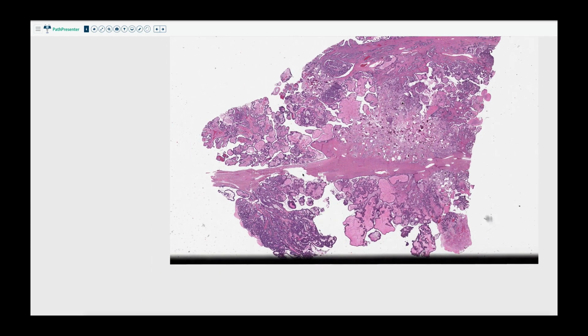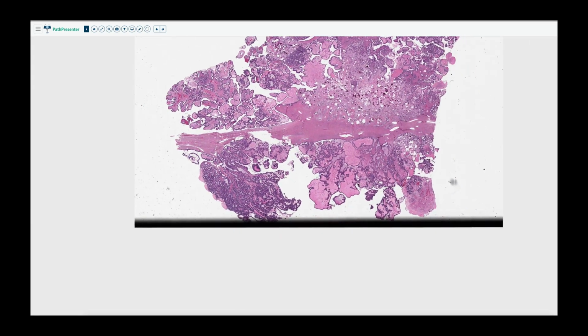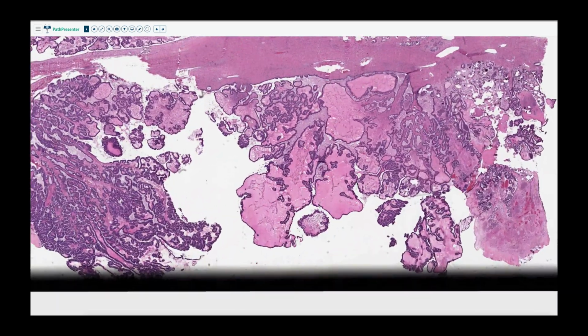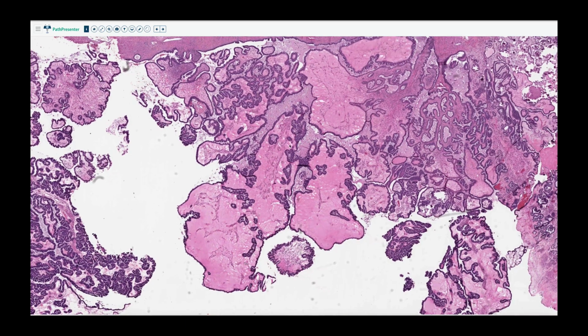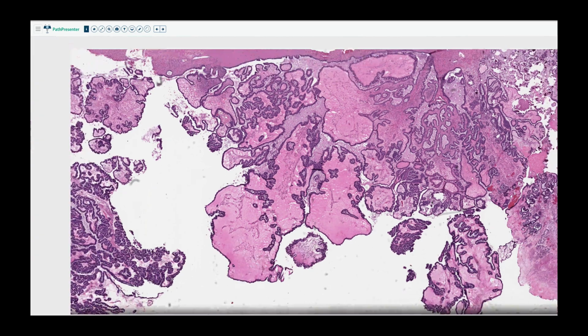So this is kind of a complicated case, but we'll start off with the part that's a little bit more simple. So if you zoom in here, as compared to that last case where we had the club-shaped projections, these do have what we call hierarchical branching, which means they start off branching kind of wide and then they branch a little bit more narrow. So this is a good example of borderline architecture here. These are a bit edematous.